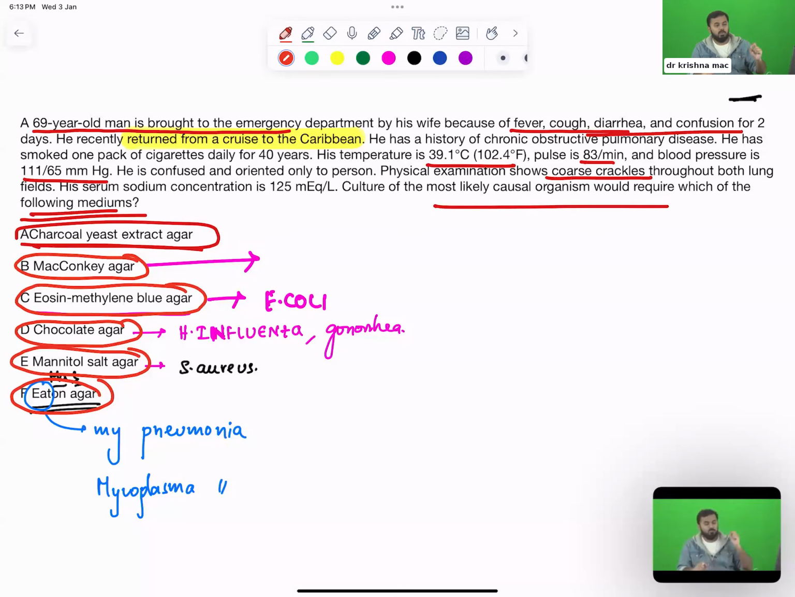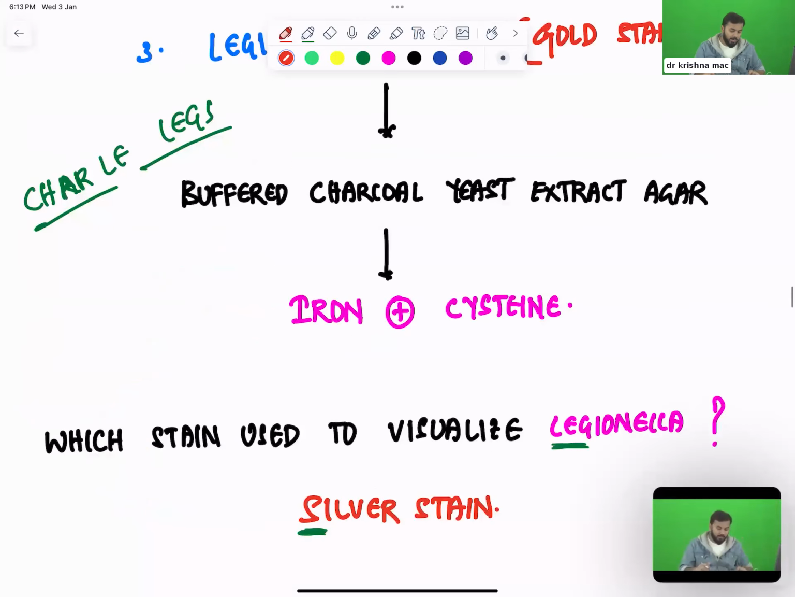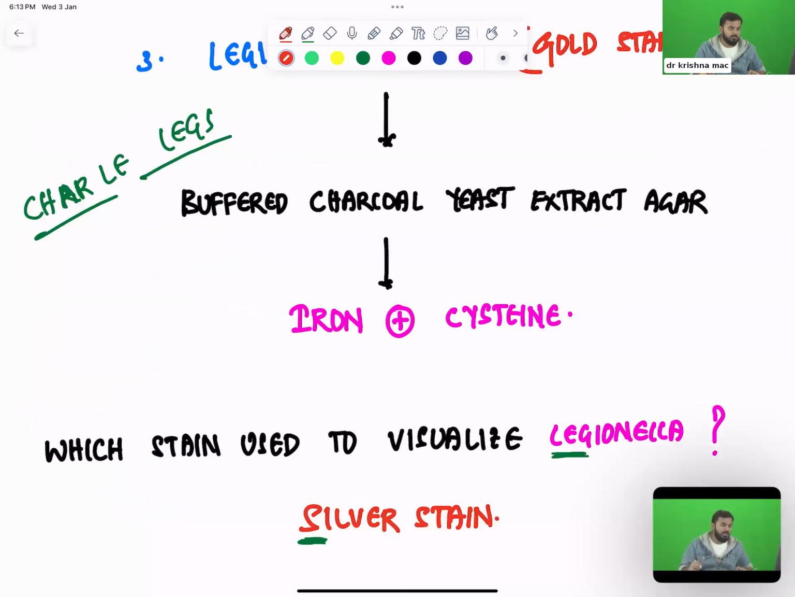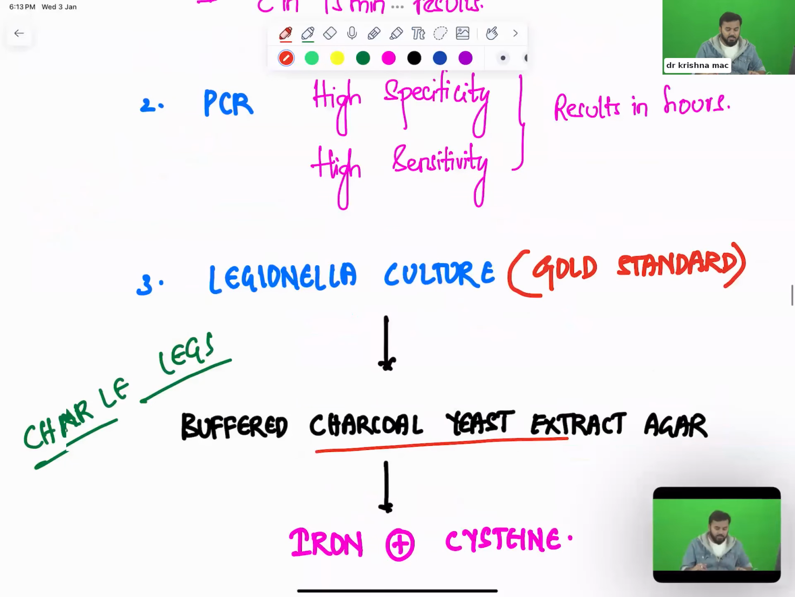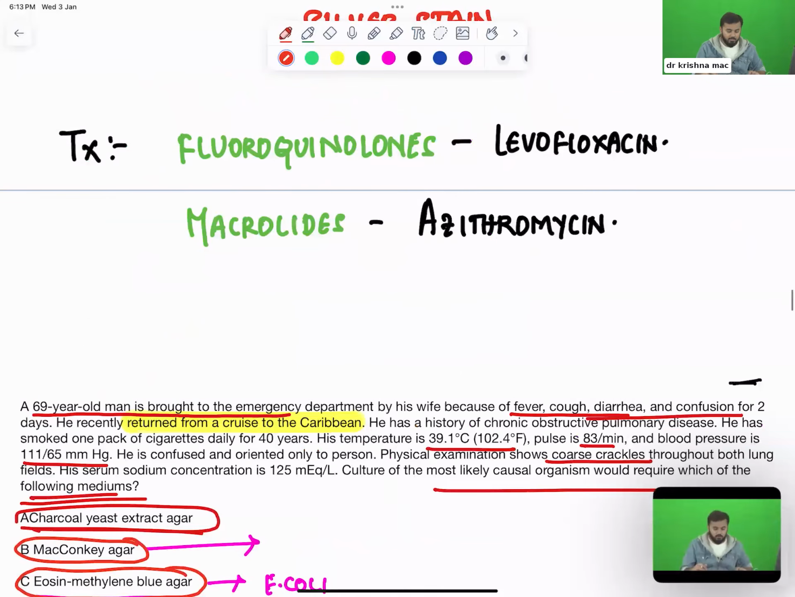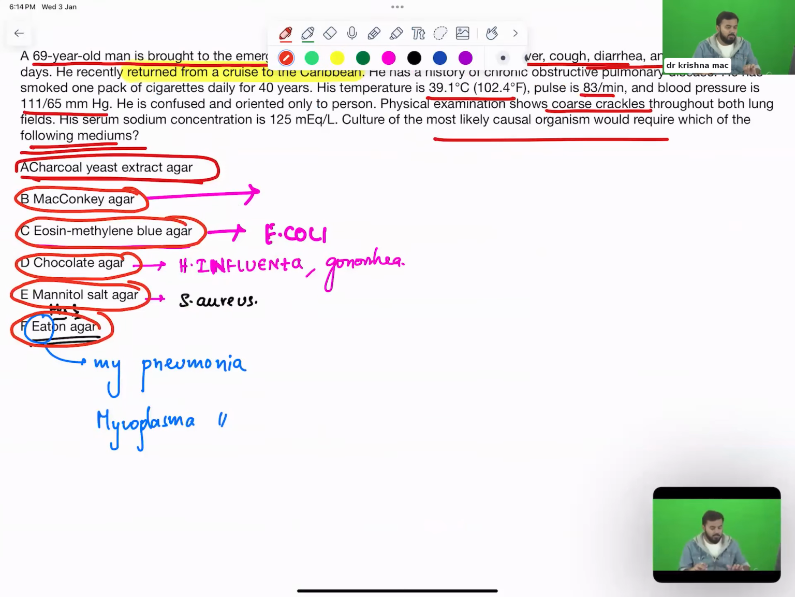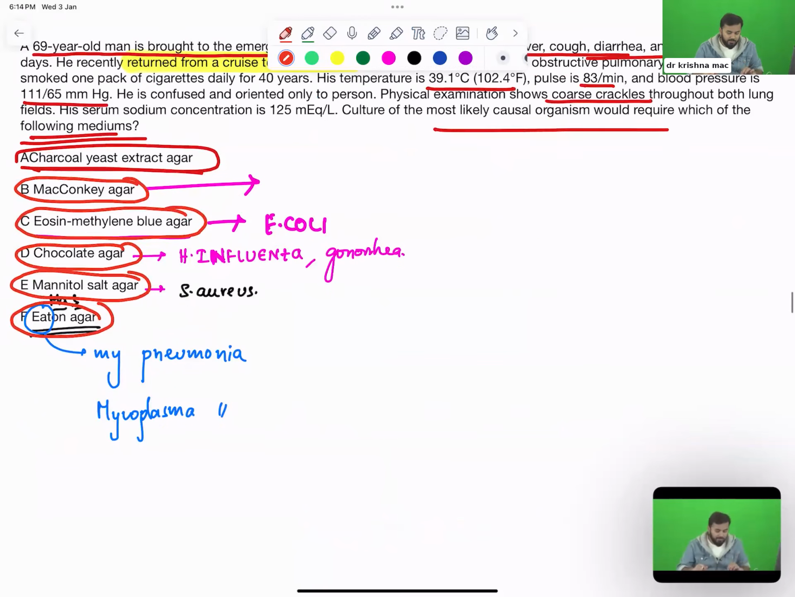So Legionella pneumophila, what did I tell you? I told you Charlie legs. Charlie in the sense charcoal yeast, leg in the sense Legionella. So where do you culture Legionella? In Charlie's legs, that is charcoal yeast. Clear all of you? Very good.